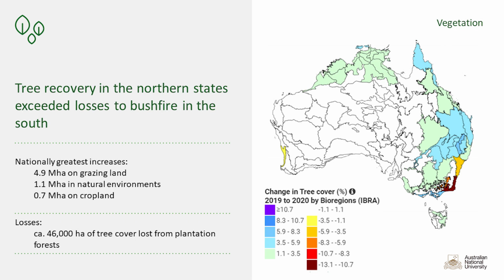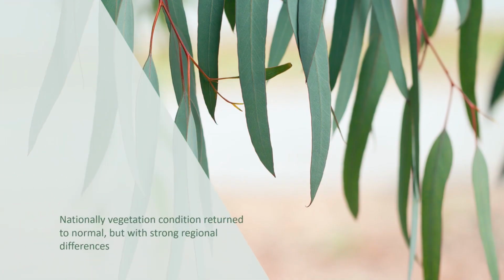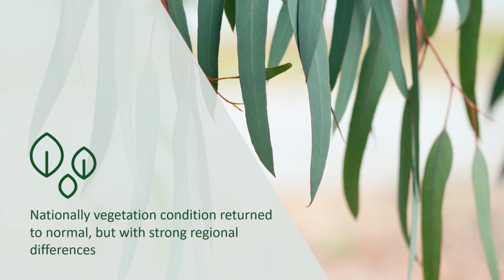Nationally, the greatest increases were on grazing land with almost 5 million hectares, about 1 million hectares in natural environments, and another 0.7 million hectares on cropping land. However, there were also 46,000 hectares of tree cover lost from plantation forests. Summarizing, on a national scale, vegetation conditions returned to close to normal, but there were strong regional differences.